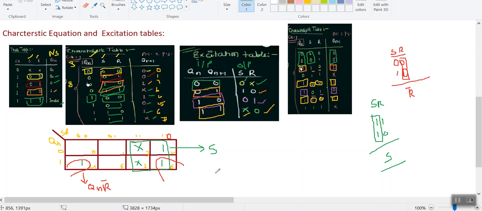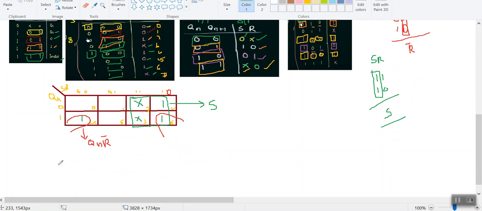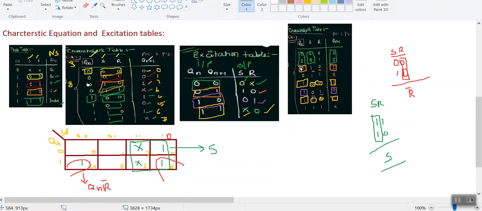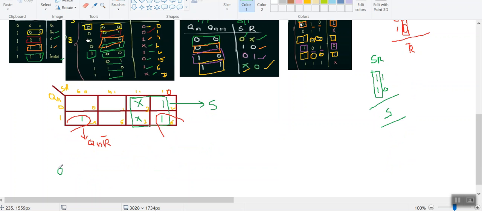Therefore I would like to conclude that my Qn+1, this is my output expression. This is my Qn+1 equals S plus Qn multiplied with R bar. This is my characteristic equation.